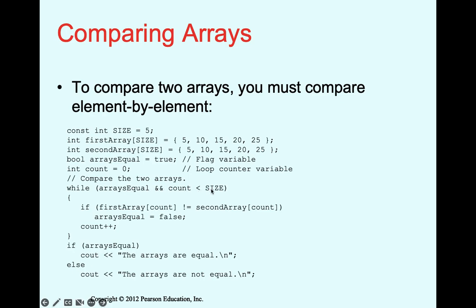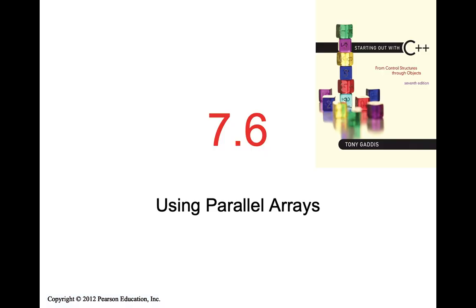we haven't checked all the elements, so we check if the first element in the first array is equal to the first element in the second array. If they are not equal, we make arrays equal false and we increment the counter. Next time, since it is false, it will go out of the loop, and then we will print if they are equal or not. So this is the only way to compare two arrays. We need to compare elements by elements.